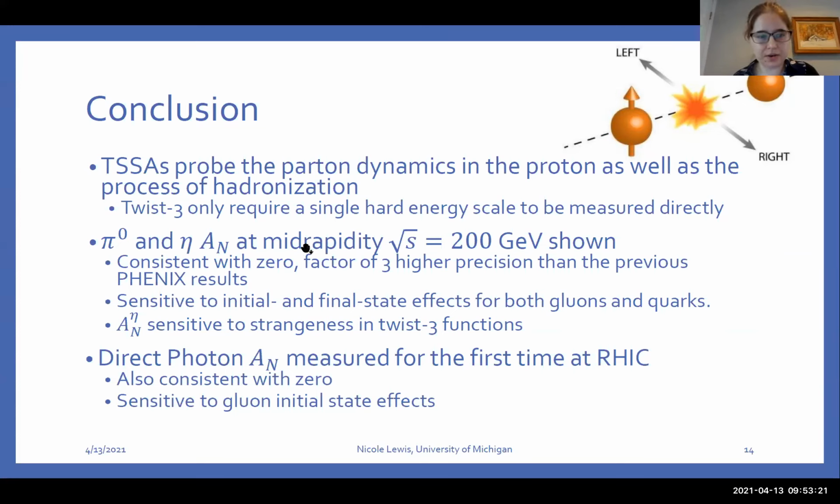I showed the pi0 and eta transverse single spin asymmetry results, which are consistent with 0 and have a factor of 3 higher precision. They're sensitive to both initial and final state effects for both quarks and gluons. The direct photon transverse single spin asymmetry was measured for the first time at RHIC. It is also consistent with 0 and it's cleanly sensitive to the gluon dynamics in the transversely polarized proton.